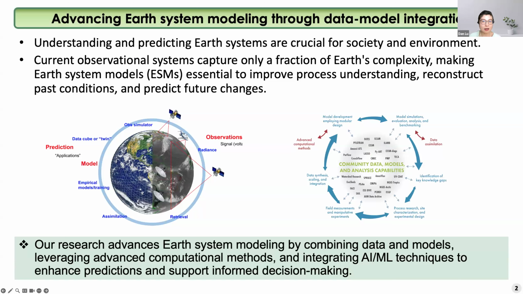So understanding and predicting Earth systems are critical for both society and the environment. However, current observational systems capture only a fraction of the Earth's complexity. Then to fill these gaps, we rely on Earth system models that integrate scientific knowledge with diverse datasets to improve process understanding, reconstruct past conditions, and predict future changes. And our research advances Earth system modeling by combining data and models, leveraging advanced computational methods and integrating AI machine learning techniques. The goal here is to enhance predictions and support informed decision-making in a changing world.